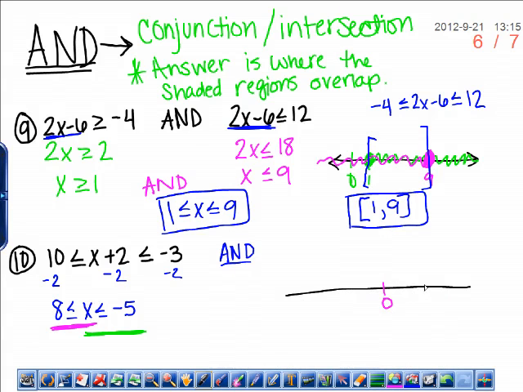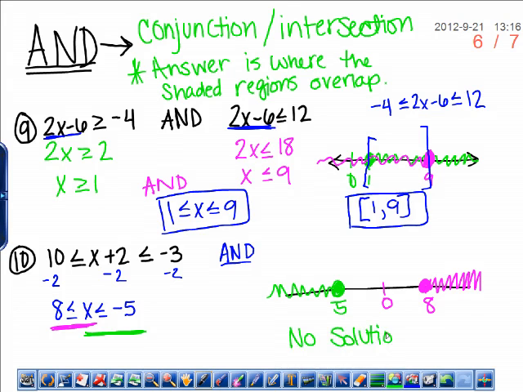Here's 0. Here's my 8. What kind of circle do I have at 8? Which way am I going to shade? Okay, what kind of circle am I going to have at negative 5? Which way am I going to shade? Okay, now and means where the shading overlaps. Well, what's the problem here? They don't overlap. So my answer is no solution.